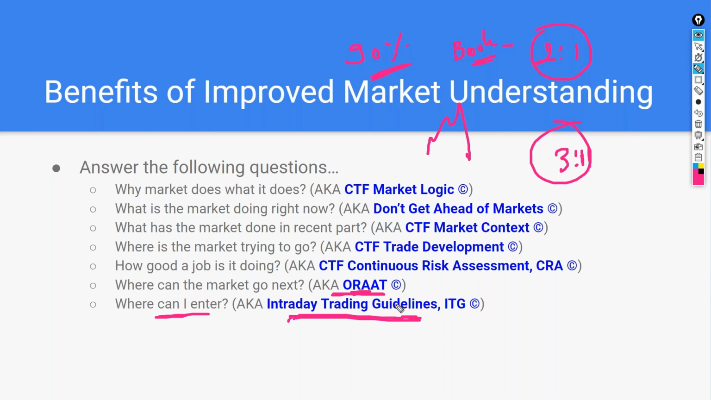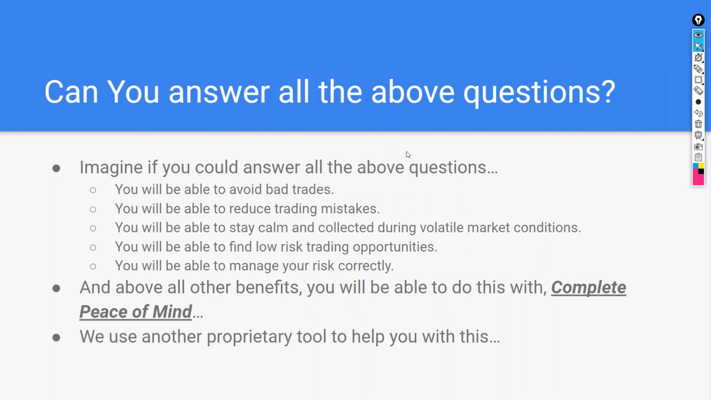It is that level of understanding which is going to change your trading forever. And we have so many tools, but I can give you all the tools for free. It's not going to help. Why? Because you need to improve your market understanding. Once you improve that, you will be able to answer all the above questions that we just saw. Imagine if you could answer all the above questions, what will happen? You will be able to avoid bad trades. That is the number one problem.